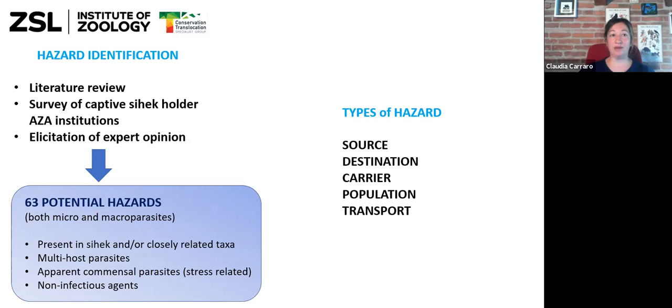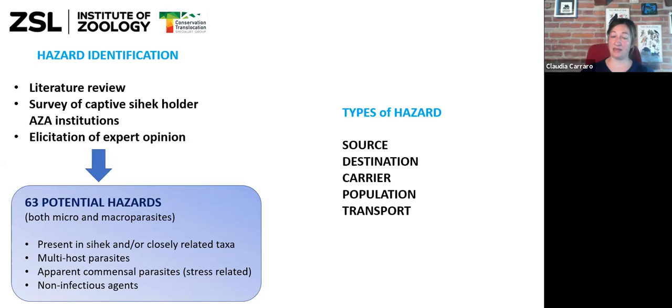We then identified potential hazards through literature review, both published and grey data, through a survey of captive Sihek holder institutions, and through elicitation of expert opinion. In total, we identified 63 potential hazards, including those known to be present in Sihek or closely related taxa, multi-host parasites, apparent commensal parasites, and also non-infectious agents. We categorize hazards as different types.